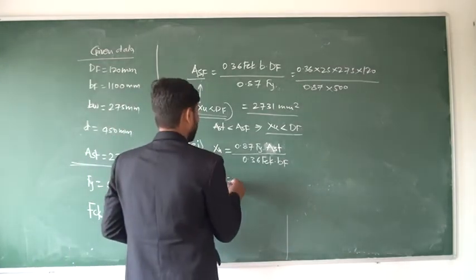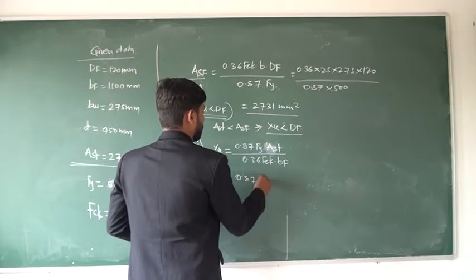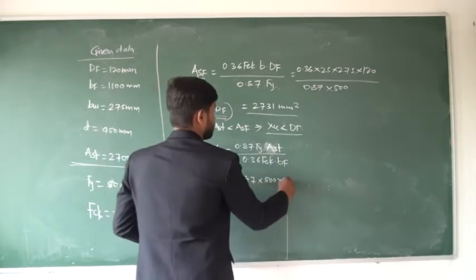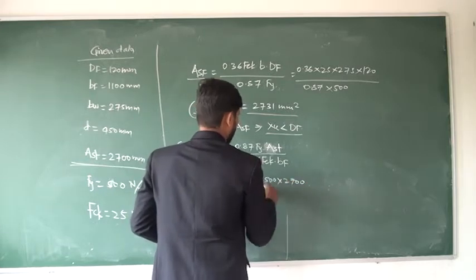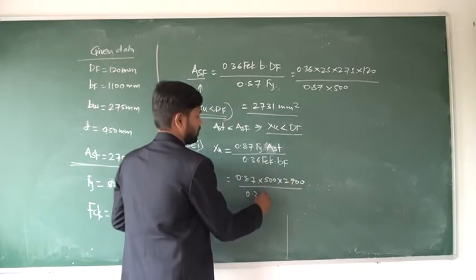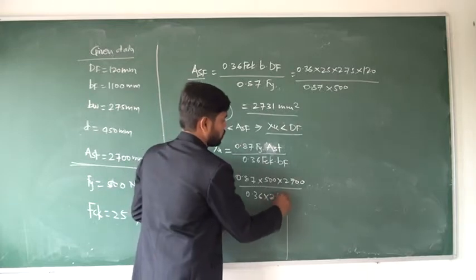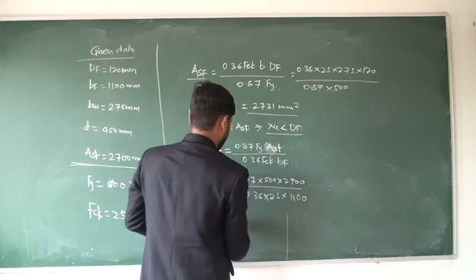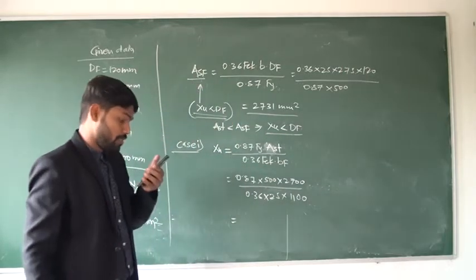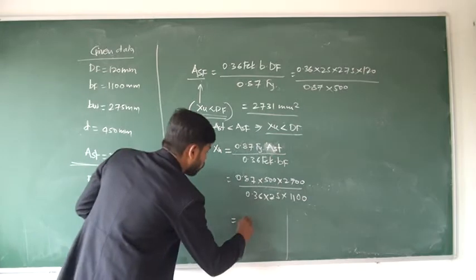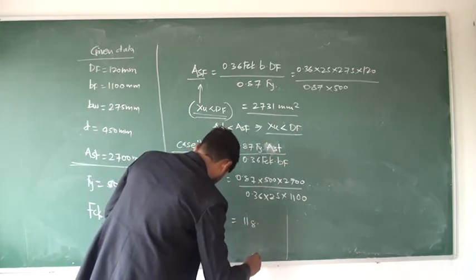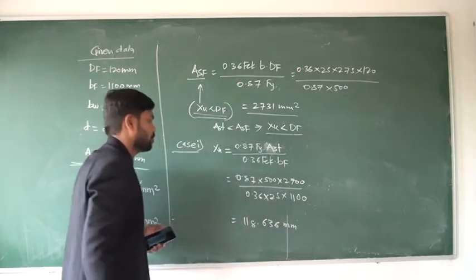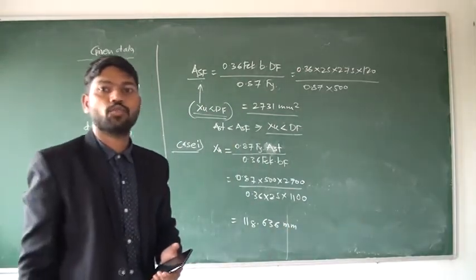So 0.87 Fy is 500, AST 2700, 0.36, FCK is 25, and BF is 110. If you calculate this value, it is equal to 118.636. So that is the value of XU.